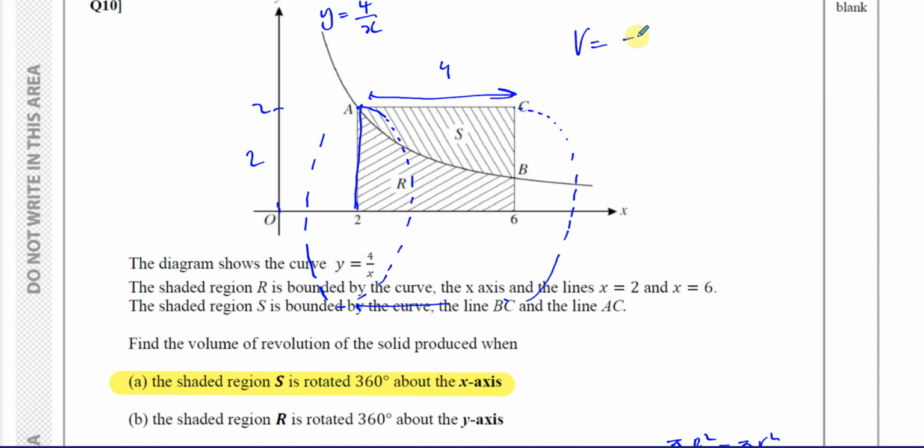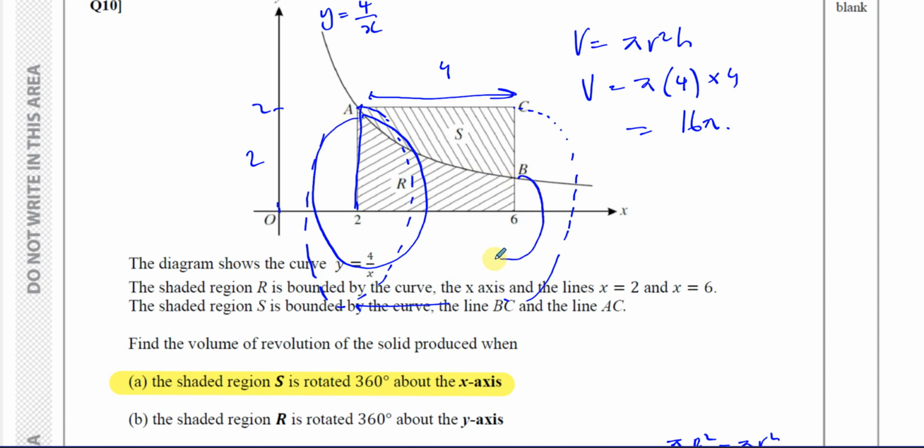So the volume would be pi times r squared times height, h, which would be pi times 2 squared, which is 4, times the height, which is 4. So you end up with 16 pi. Okay, that would be the volume of this big cylinder. And what we could do is we could take away, if you want to find the volume of S, the volume of R as it is revolved around the x-axis, and we could work out what that is.